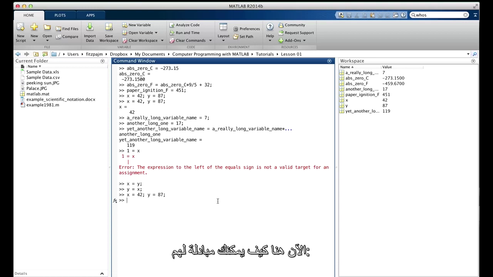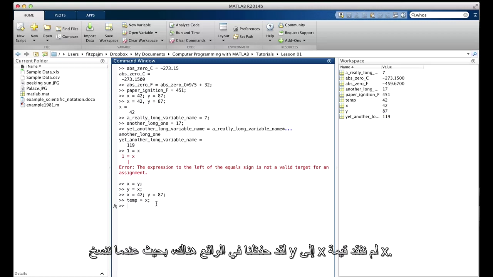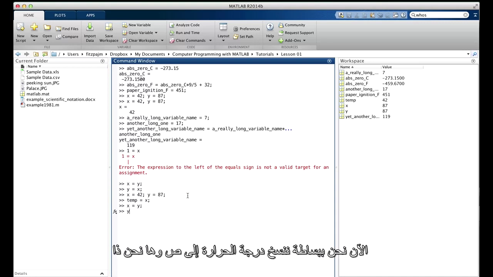Now here's how you swap them. Temp equals x. We've copied x into temp. Temp stands for temporary variable. We've actually saved it there so that when we copy y into x, we haven't lost x's value. And now we simply copy temp into y. And there we go.